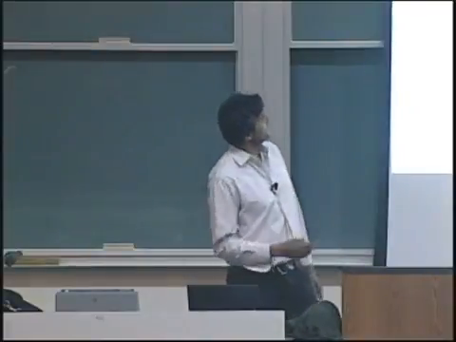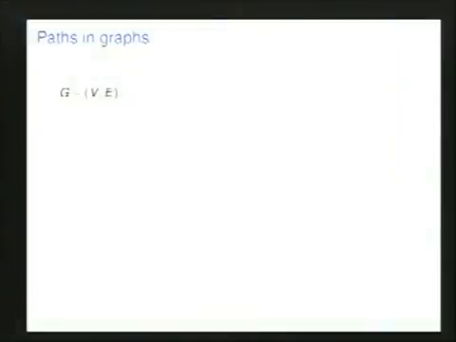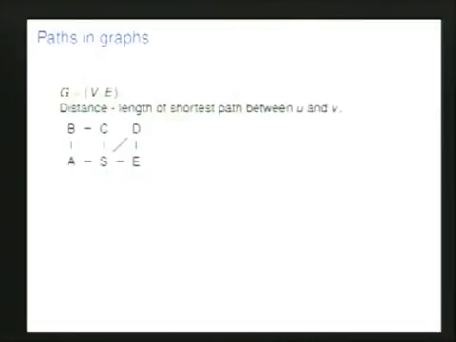So this was the outline of what we're going to do today. Okay, so paths and graphs. We already figured out a way to do paths and graphs, right? We used depth first search to figure out whether nodes are connected, right?